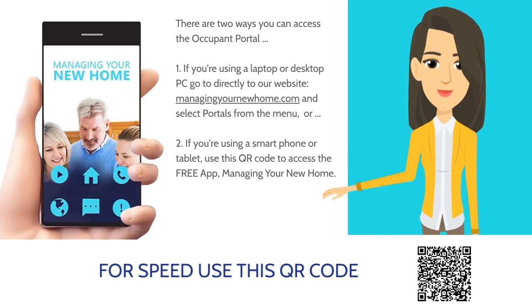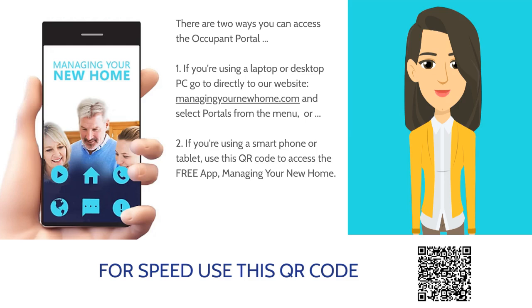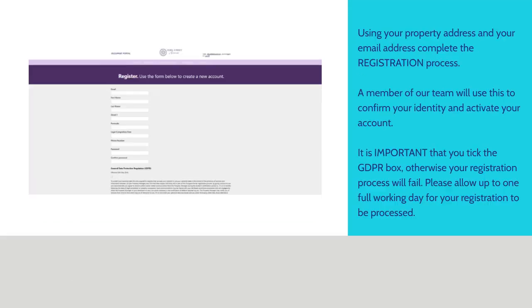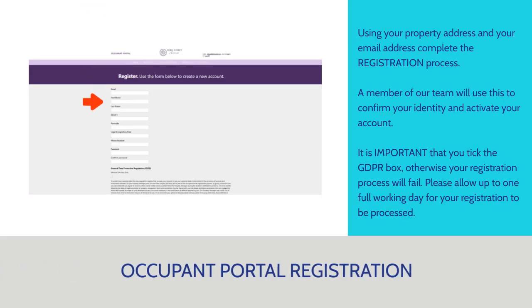Or, if you're using a smartphone or tablet, use this QR code to access the free app, Managing Your New Home. Before you can use the Occupant Portal, you must register to set up your account. You only need to do this once. Using your property address and your email address, complete the registration process.